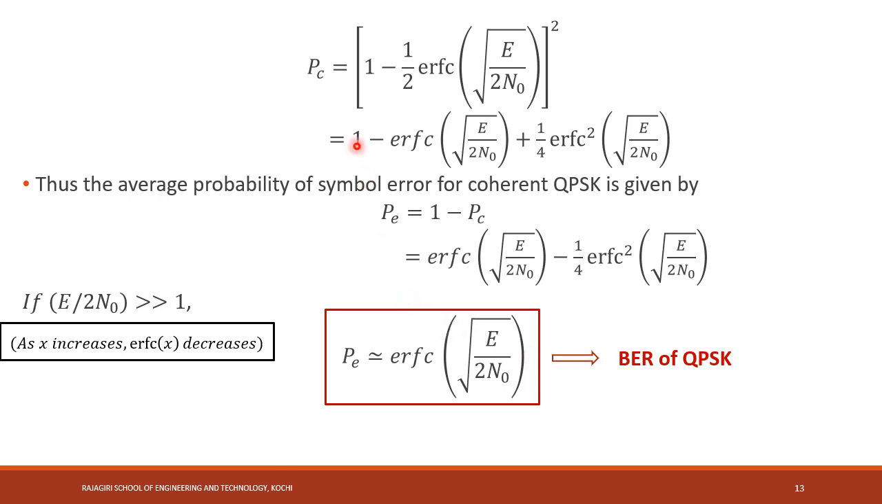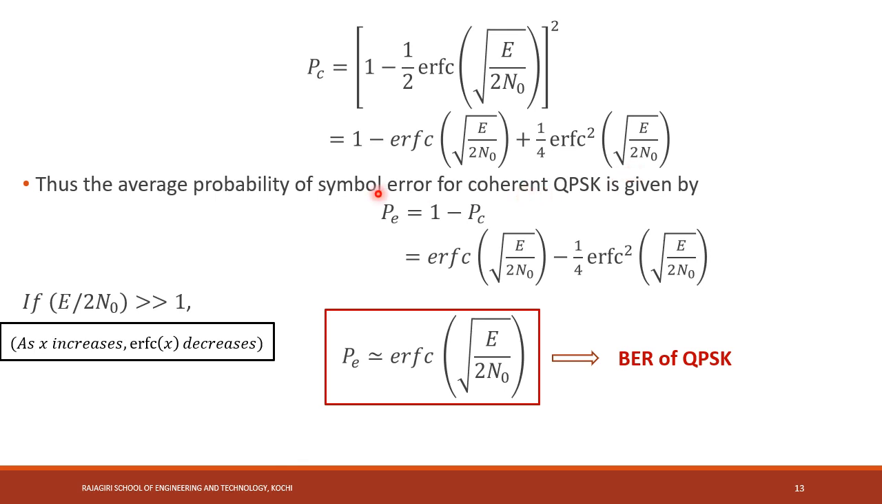Now on substituting P dash, we get the probability of correct decision as PC is equal to 1 minus 1 by 2 erfc of root E by 2 N naught, the whole square. So this you can expand. So you will get 1 minus erfc of root E by 2 N naught plus 1 by 4 erfc square of root E by 2 N naught.